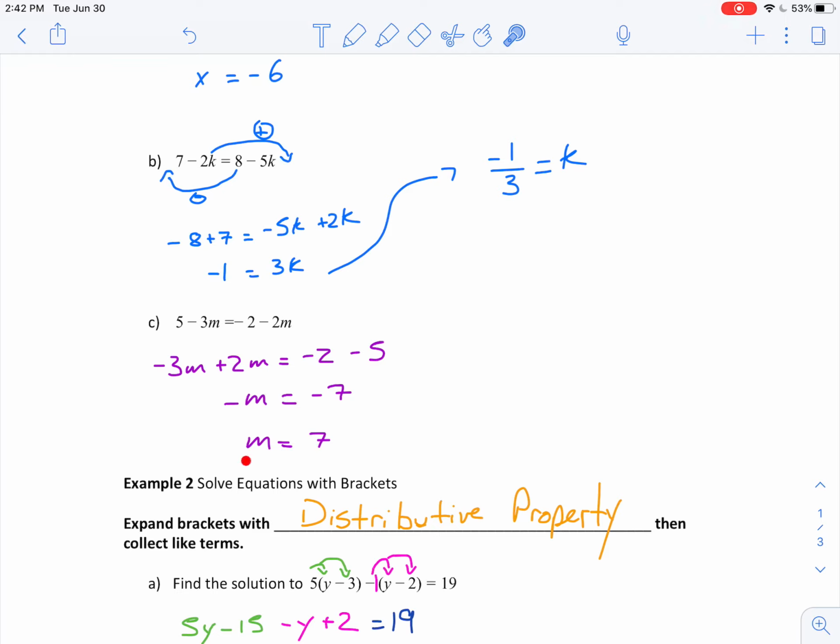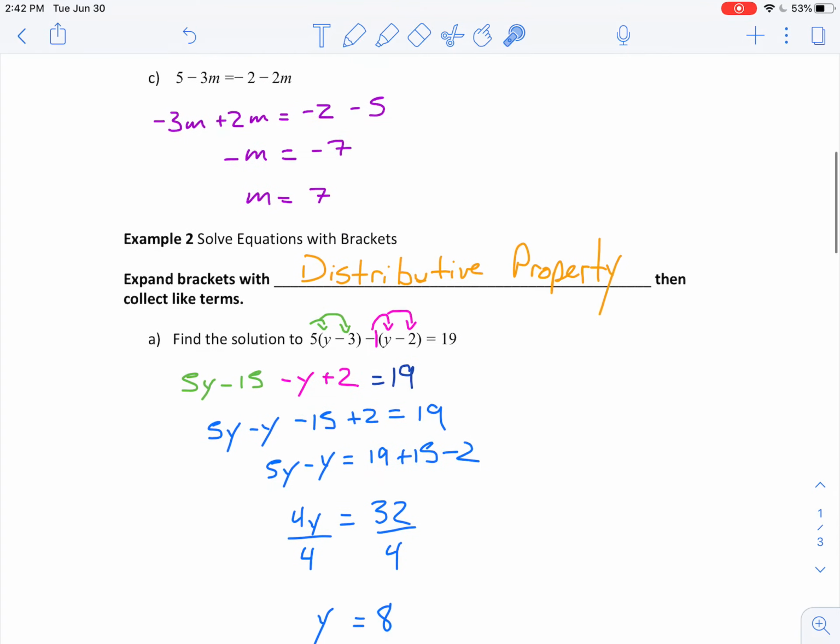Now, we don't want to have a variable just left as negative, so I can either multiply both sides by a factor of negative 1 or divide both sides by negative 1, as long as I'm doing it to both sides. Then I end up getting my positive value for my variable, which is, in this case, 7.